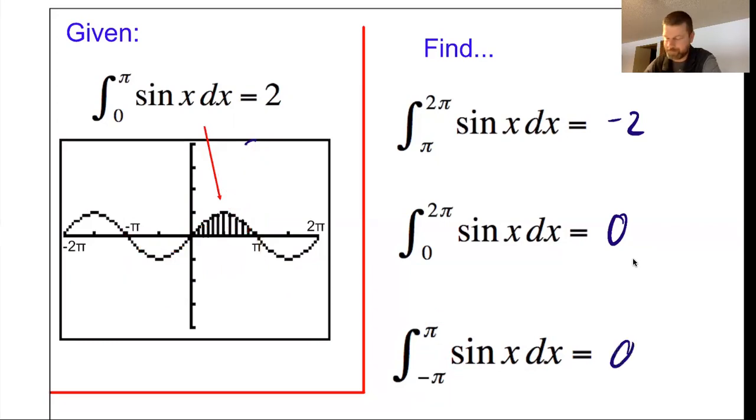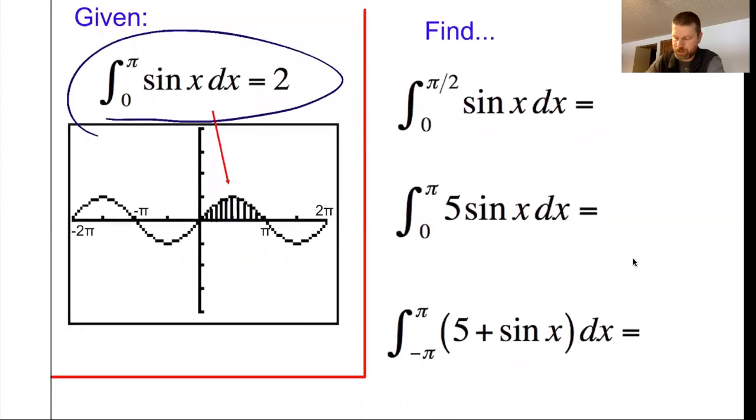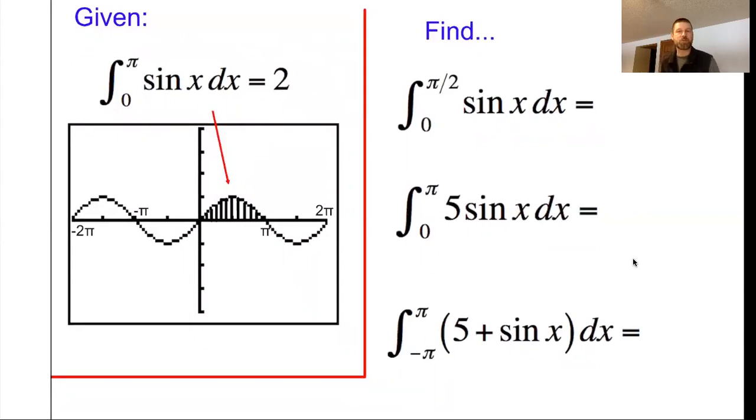All right, let's try another one. Same thing. Integral from 0 to pi of sine of x dx is 2. These ones are a little trickier. See if you can figure these ones out.